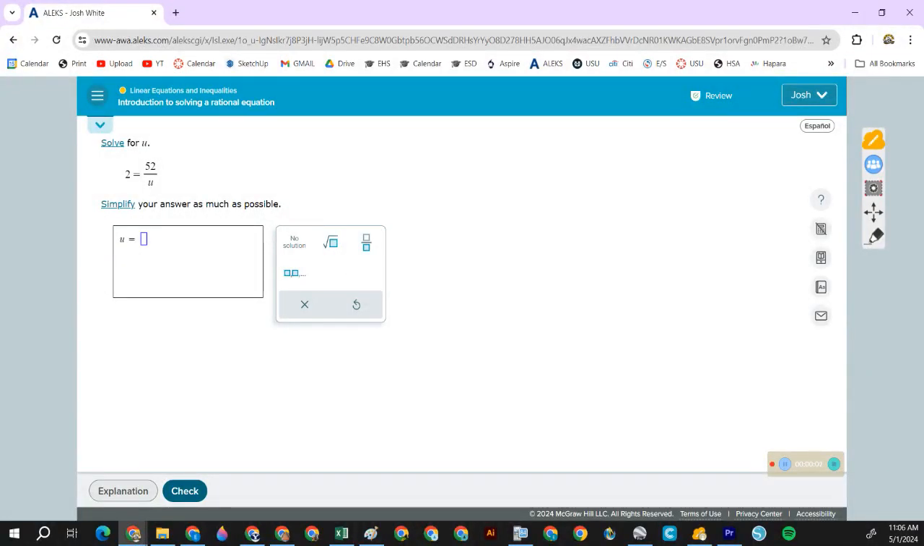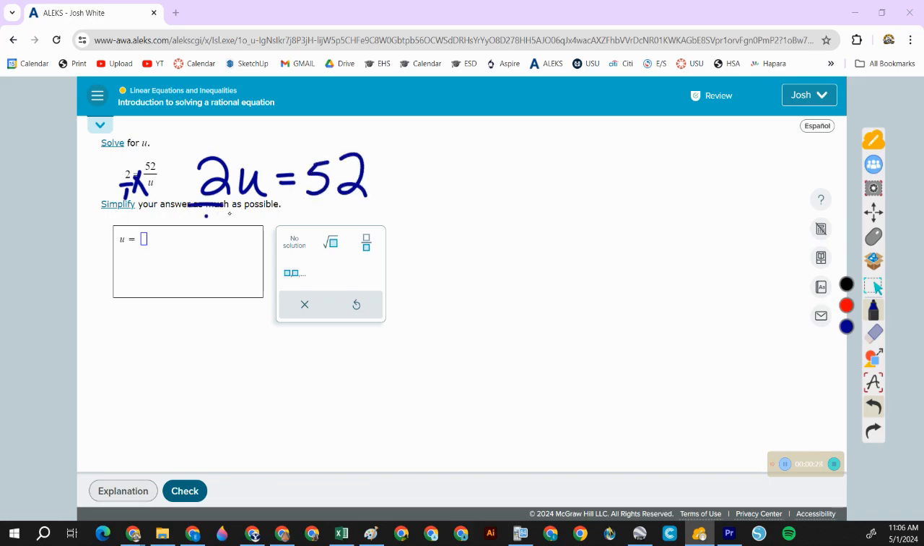This is 7.6a, and we're going to be solving rational equations. There are several different methods you can use to solve these. If you have a fraction equal to a fraction, not a fraction equal to a fraction plus a fraction, then you can just cross multiply. So I can cross multiply and I get 2u equals 52, and we divide by 2, and u is 26.